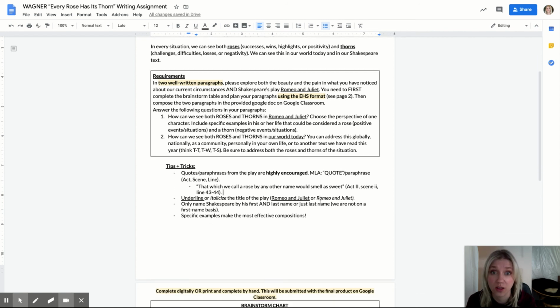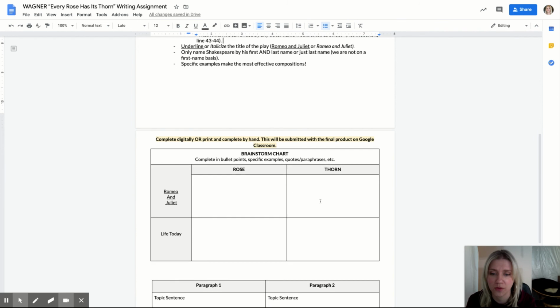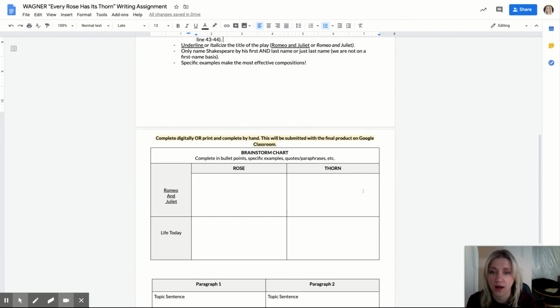Okay, so I told you that the planning was required, so let's go to page 2. The brainstorm chart here, I want you guys to fill this out. Just bullet points is totally fine, but I want you to brainstorm all your different ideas. Do you have to use everything that you put in here? Absolutely not. This is where you kind of let your mind spill out with ideas of roses and thorns in both the play and life today.